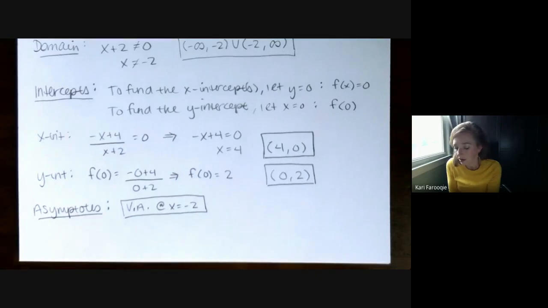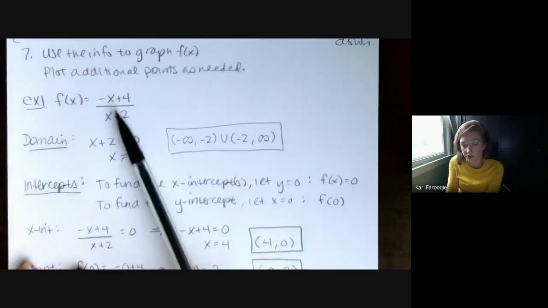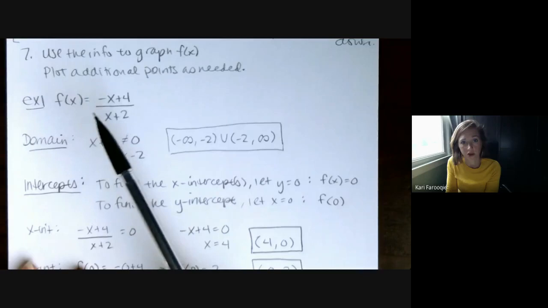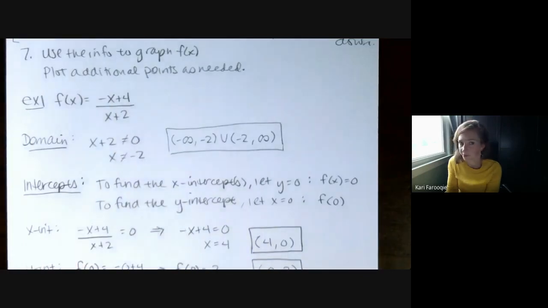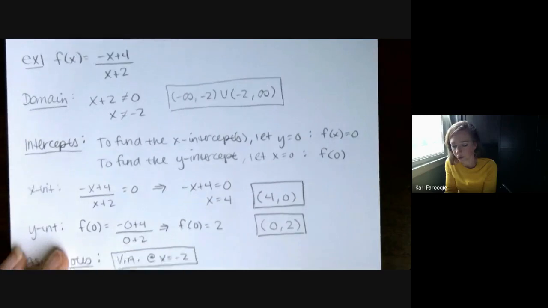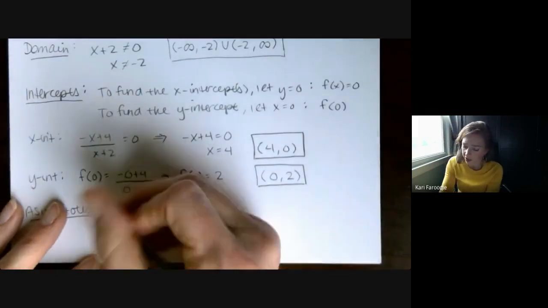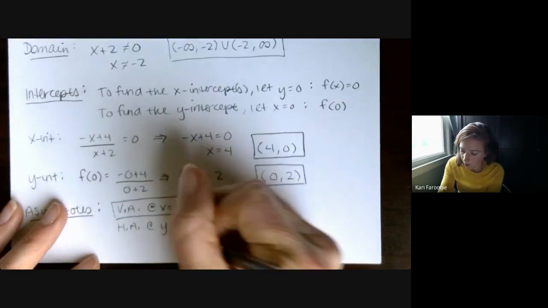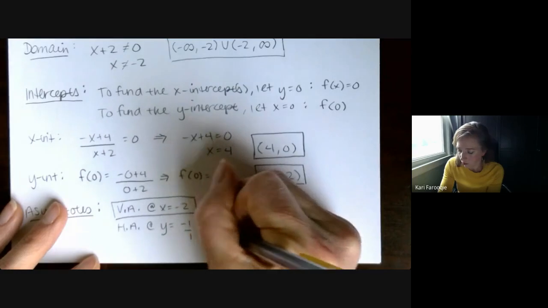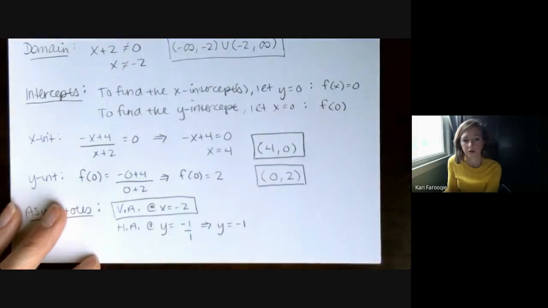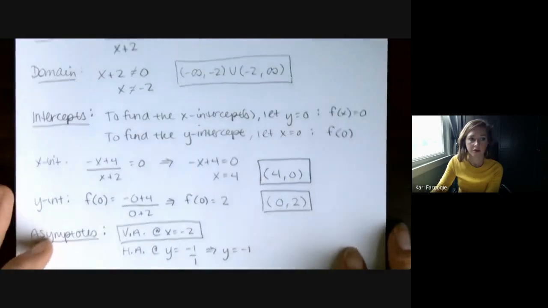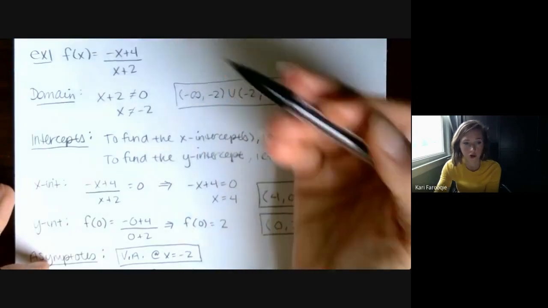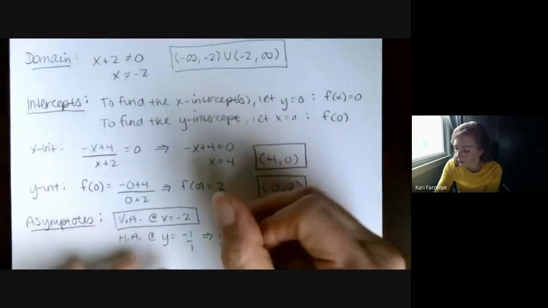Either way, we said that if the degree of the numerator and denominator is the same, then your horizontal asymptote is y equals the ratio of the lead coefficients. We remember that? Seems like forever ago. I think it was section 1.5. So your horizontal asymptote is y equals the ratio of the lead coefficients, which in this case is y equals -1. So here's your function. Your lead coefficients are -1 and 1. The ratio of those lead coefficients is -1.